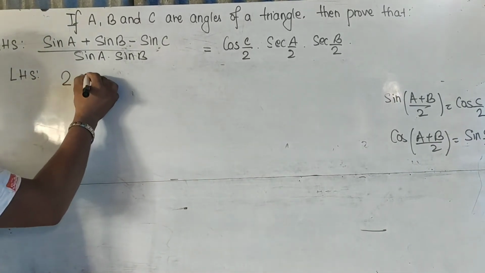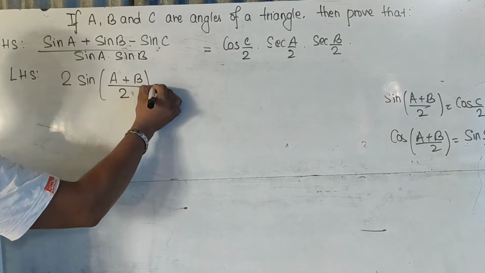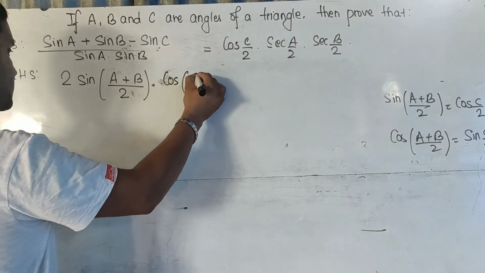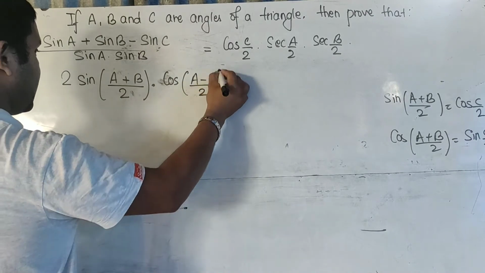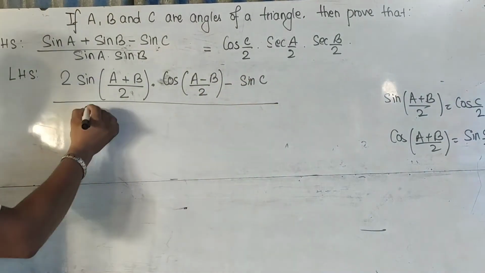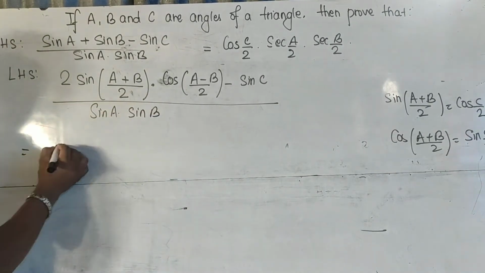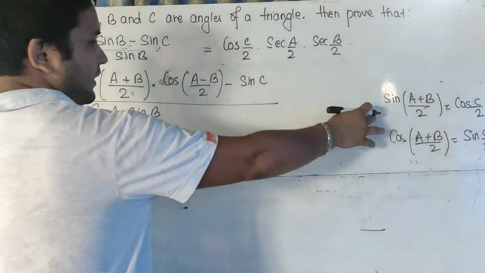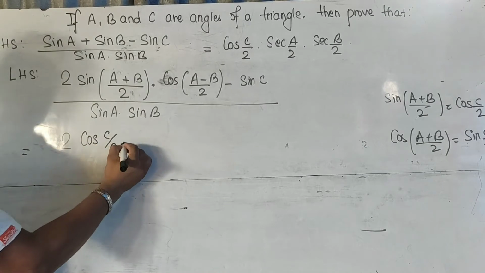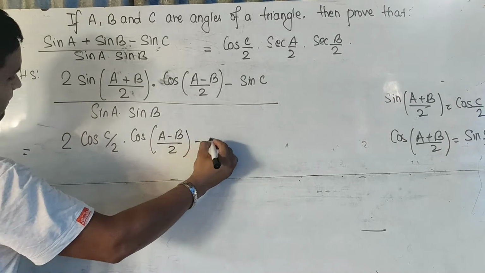So the formula will be 2 sin (C plus D)/2 dot cos (C minus D)/2, and then minus sin C as it is. Now in the denominator, you have sin A dot sin B as it is. Now you have the value of sin (A plus B)/2 as cos C/2. So in place of sin (A plus B)/2, you write cos C/2 dot cos (A minus B)/2 minus sin C.